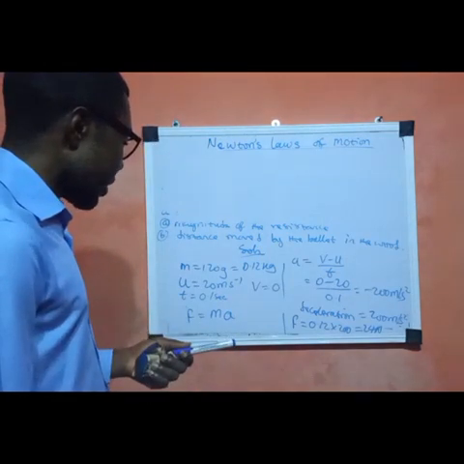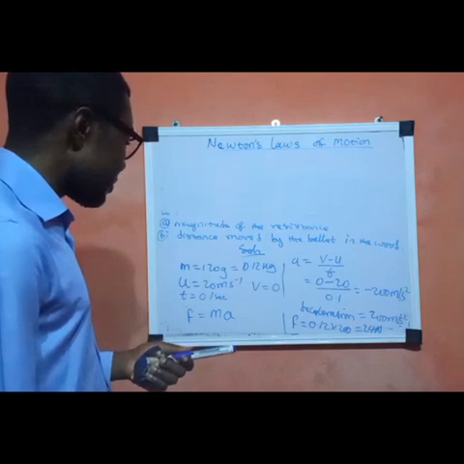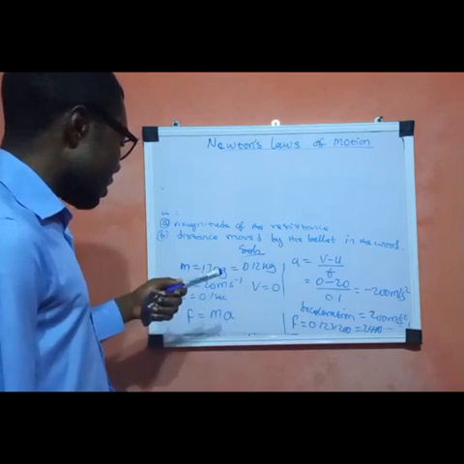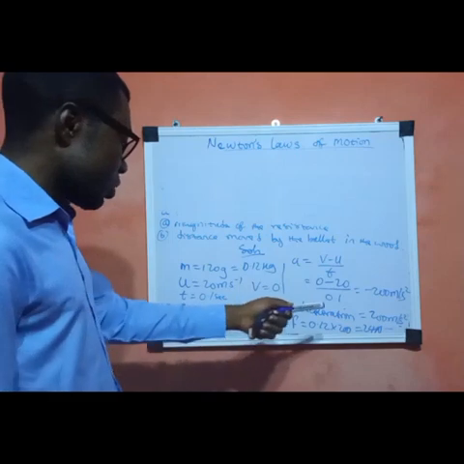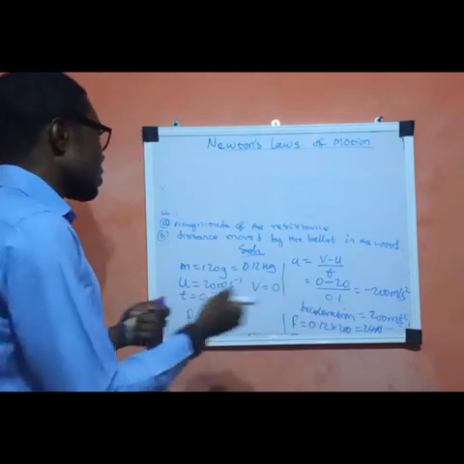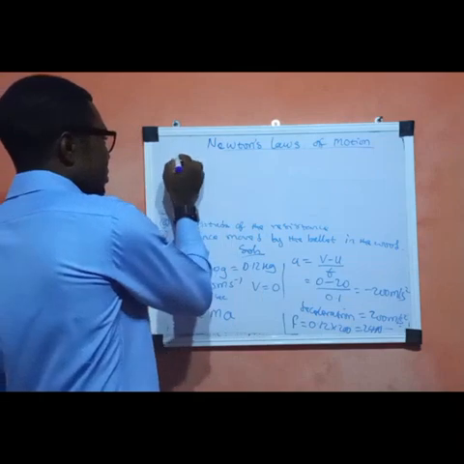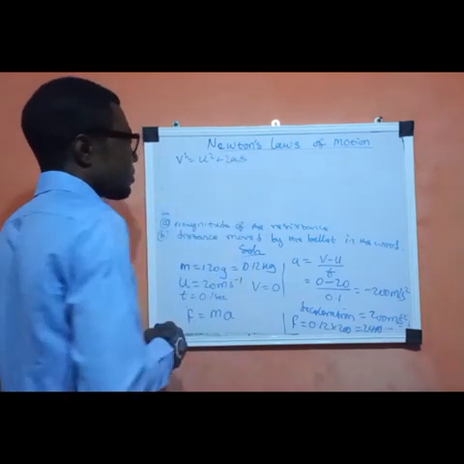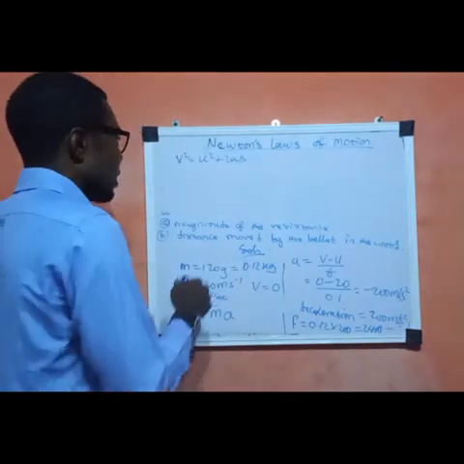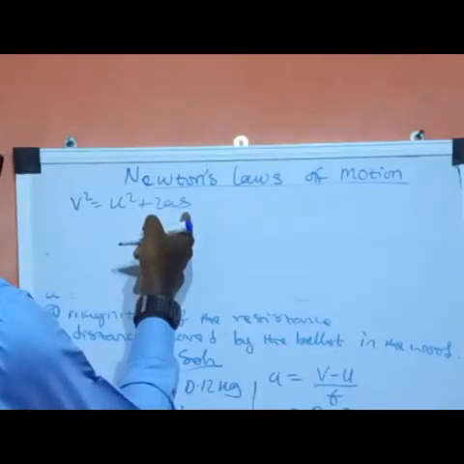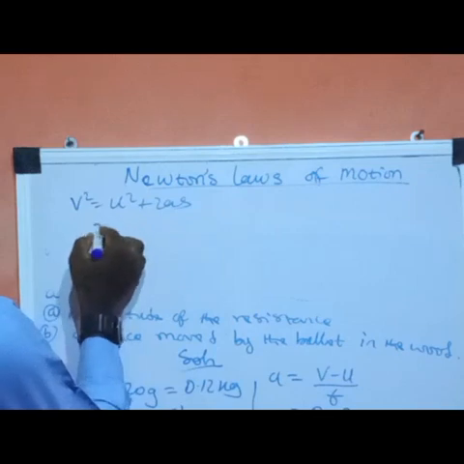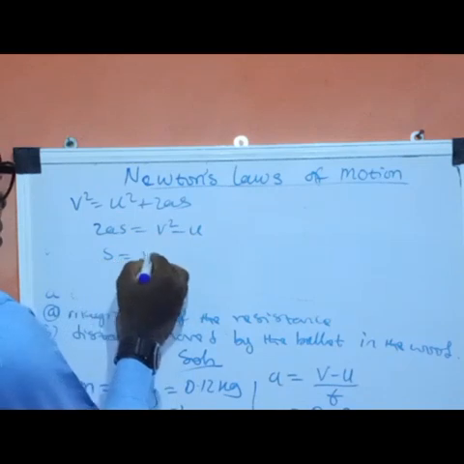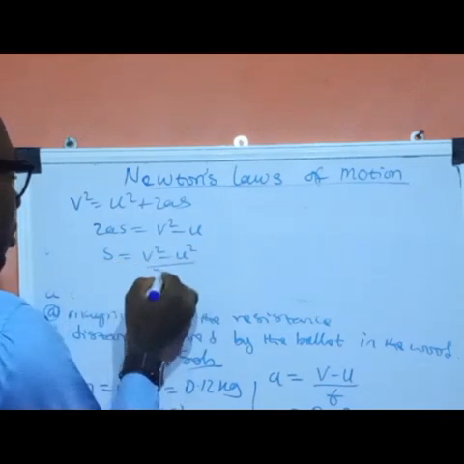It depends on the one for which we have the parameters complete. We have the initial velocity, we have the time, we have the acceleration, which we have gotten. So we can use v squared equal to u squared plus 2as. If we make s the subject of the formula, we have 2as is equal to v squared minus u squared. So s is equal to v squared minus u squared all over 2a.